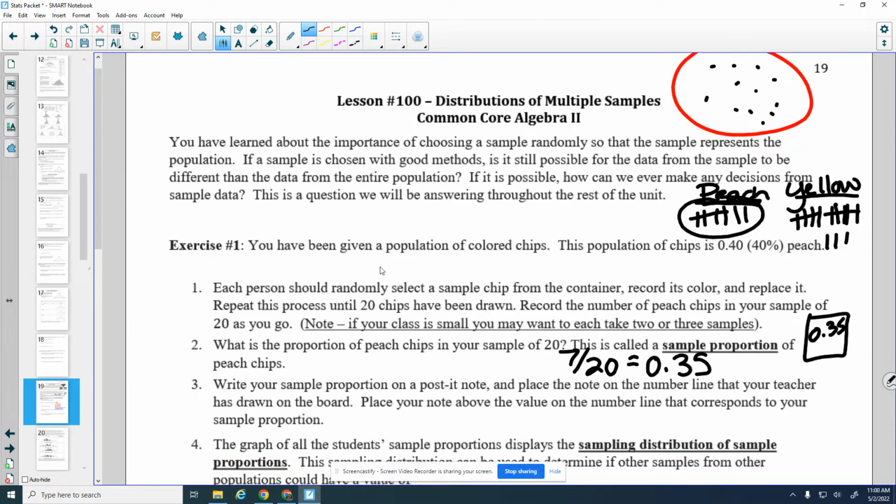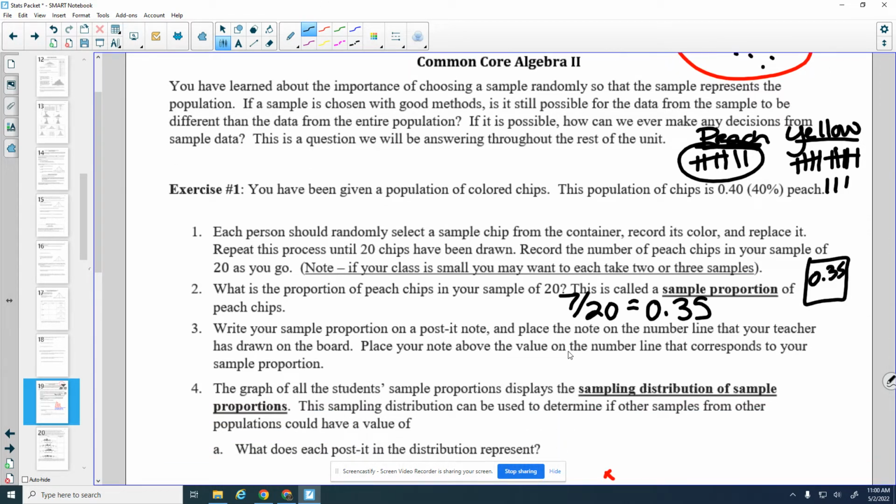So down here it says place your note above the value on the number line that corresponds to your sample proportion. So this person would put it above 0.35. The graph of all the students' sample proportions displays the sampling distribution of sample proportions. So it's called a sampling distribution, this resulting graph. This sampling distribution can be used to determine if other samples from other populations could have a value of, and I should say, 0.40, because that's what this population has.